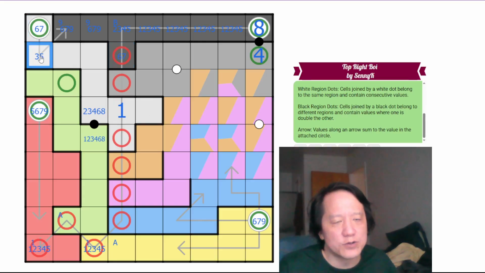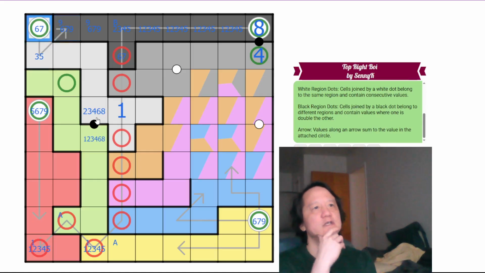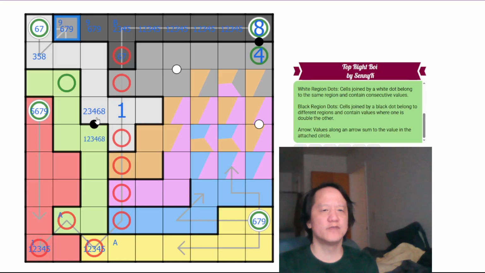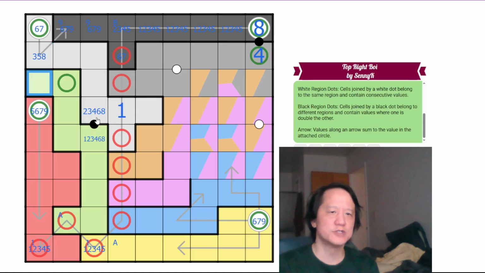So 6 doubled is either 3 and 9 or 5 and 7. 7 doubled is 14. So this is either 6 here and that's 8. Or this is 7 and... Sorry, 7 doubled is 6 and 8 or 9 and 5. So this is 3, 5, or 8 here. Interesting. Okay, that changes quite a bit.